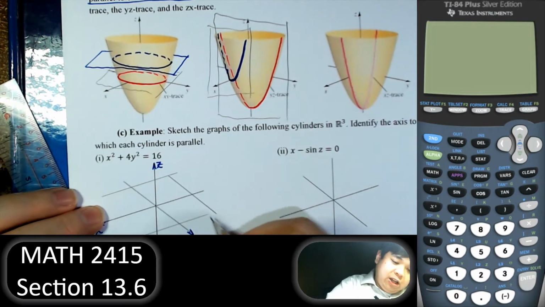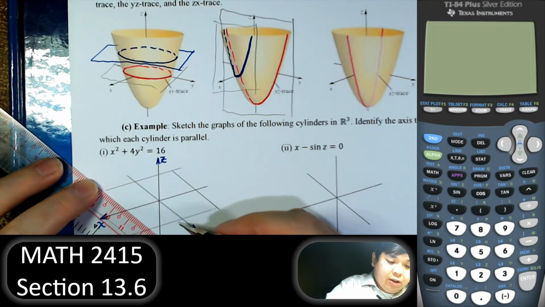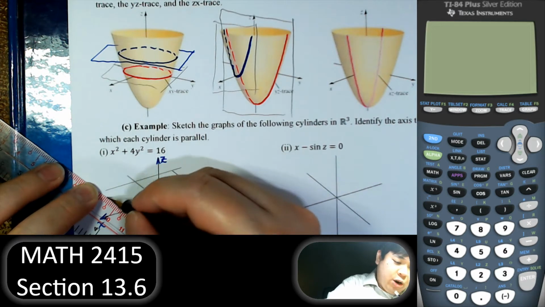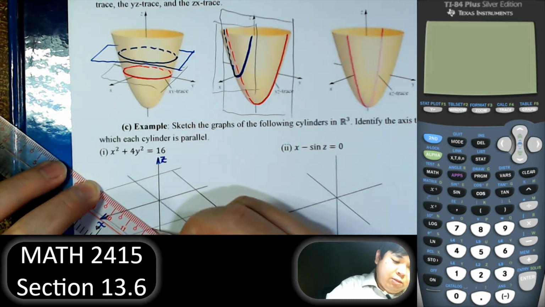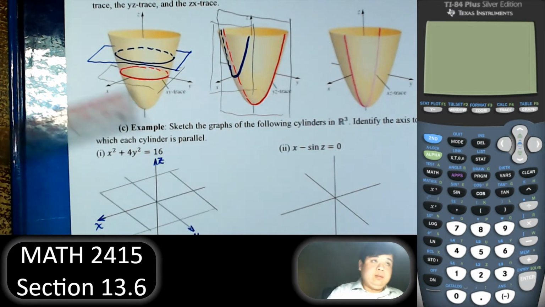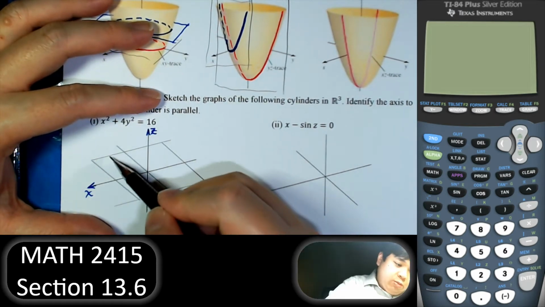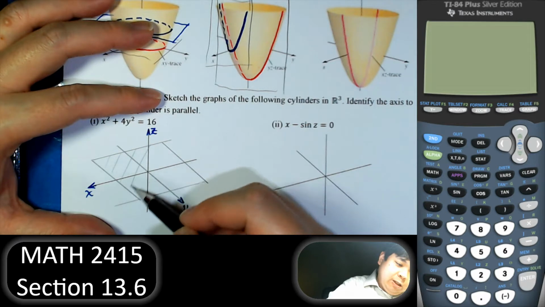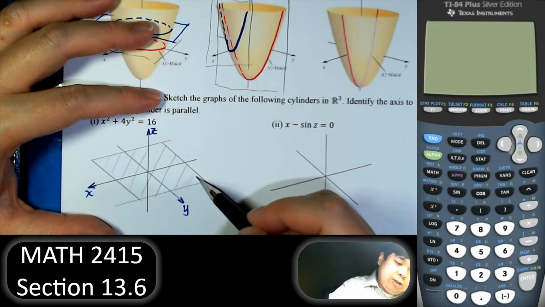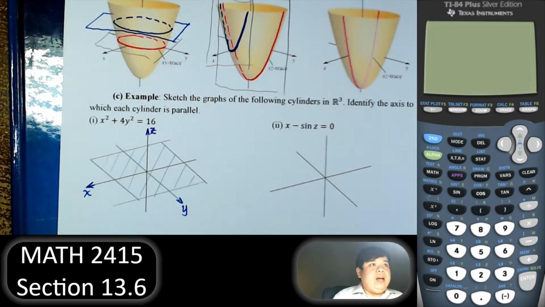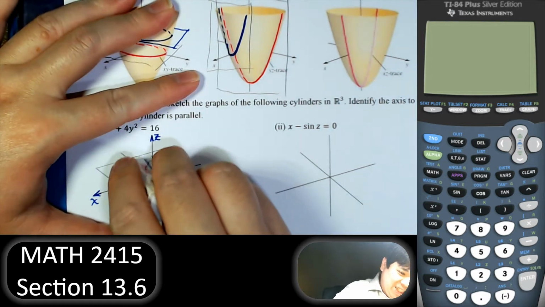So this is parallel to the y-axis, so we're talking about this. Yeah. So if we want to clear it here, that probably doesn't help at all.